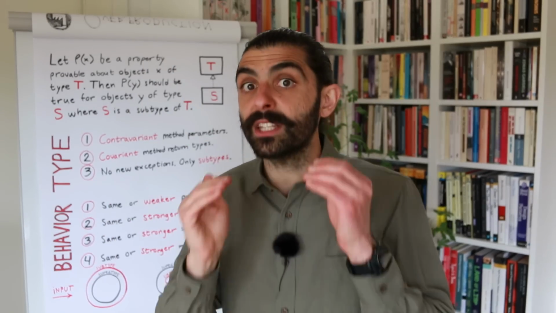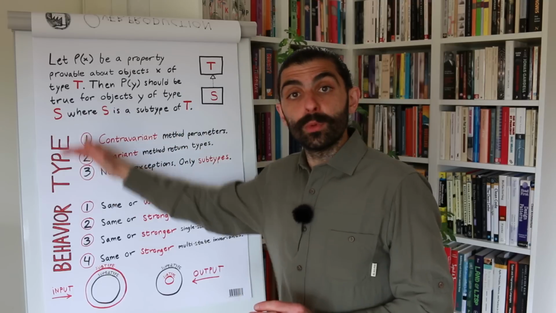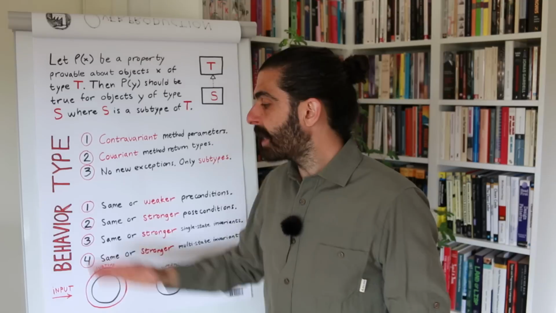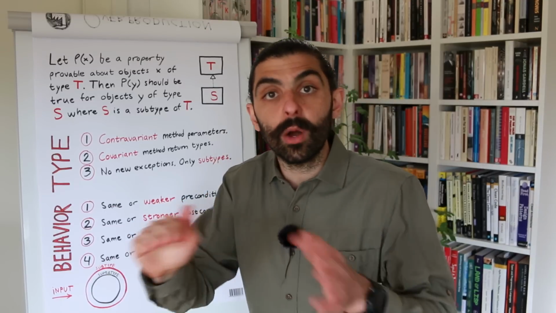So the subtype needs to respect what subset of the integers its parent is accepting. So in a sense, the type rules are operating on the type level and the behavioral rules are operating on the value level. Okay, what about postconditions?